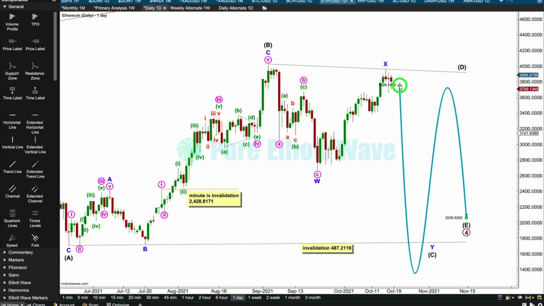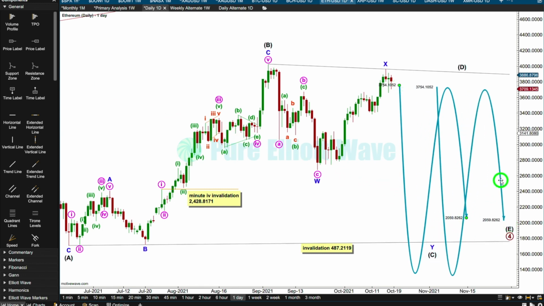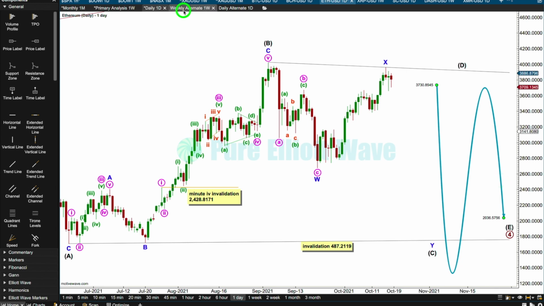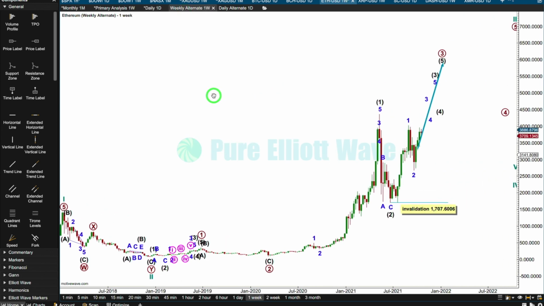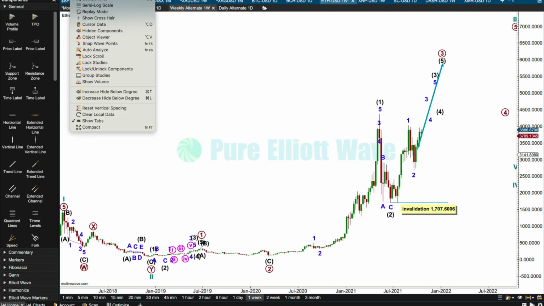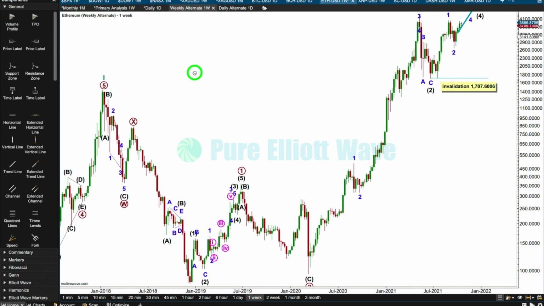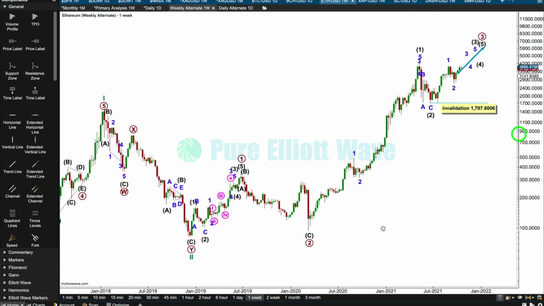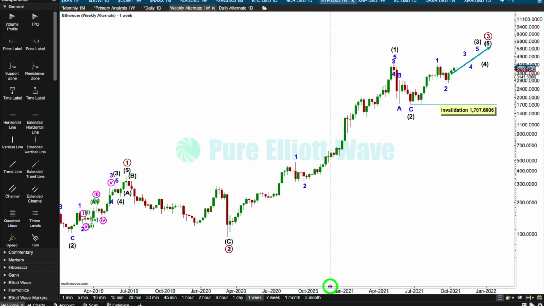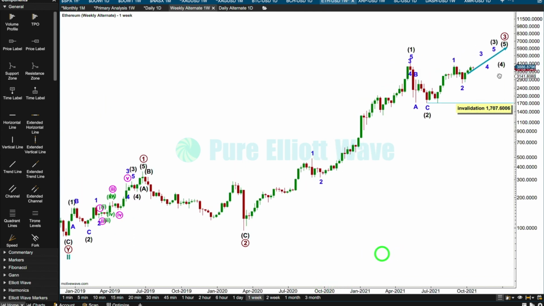Okay, I think maybe the alternate's more correct for Ethereum. Let's have a look at the alternate. Okay, yeah, this is now looking more right. My weekly chart should be on a semi-log scale. Let's expand this out. Look at all of cycle wave 3.